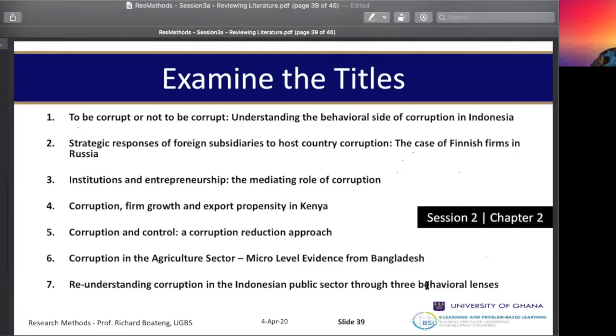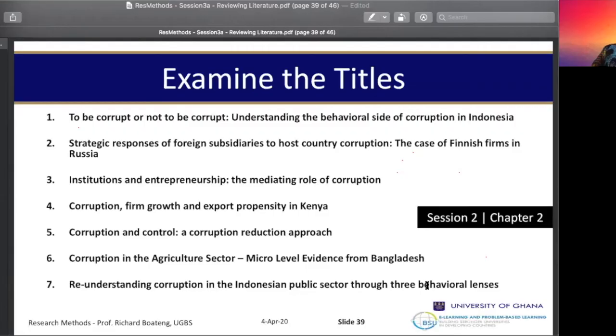Then corruption, firm growth, and export propensity in Kenya. So how does corruption affect firm growth and your export propensity? The context is in Kenya. The topic is corruption, but the contribution is coming from the two variables that is looking into the nature of the variables, the firm growth and export propensity. Those are the angles it's coming from.